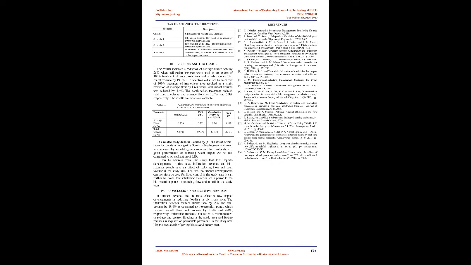The results indicated a reduction of average runoff flow by 25% when infiltration trenches were used to an extent of 100% treatment of impervious area and a reduction in total runoff volume by 19.6%. Bioretention cells used to an extent of 100% treatment of impervious area resulted in a slight reduction of average flow by 1.6% while total runoff volume was reduced by 4.4%. The combination treatment reduced total runoff volume and average flow by 10.7% and 5.9% respectively. The results are presented in Table 2.